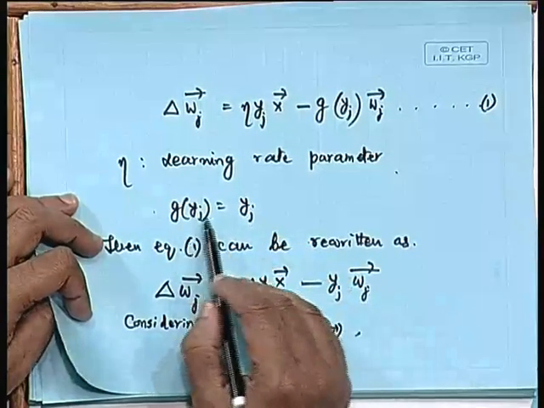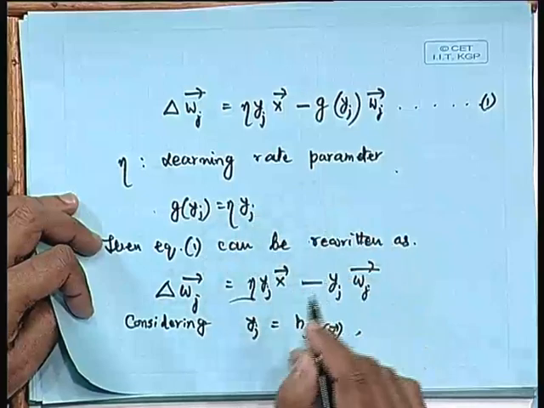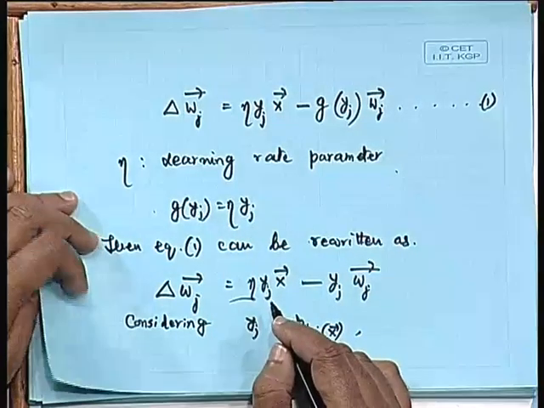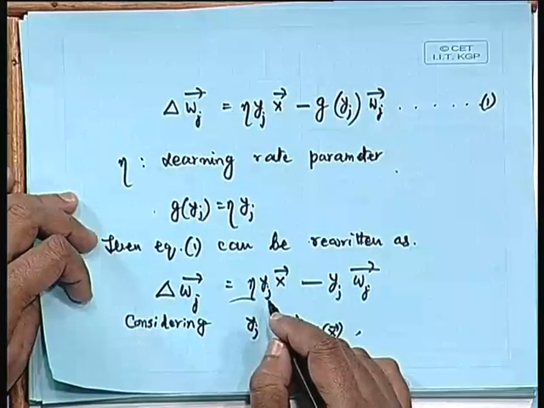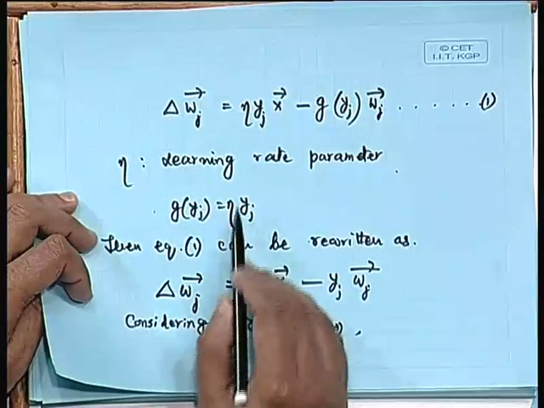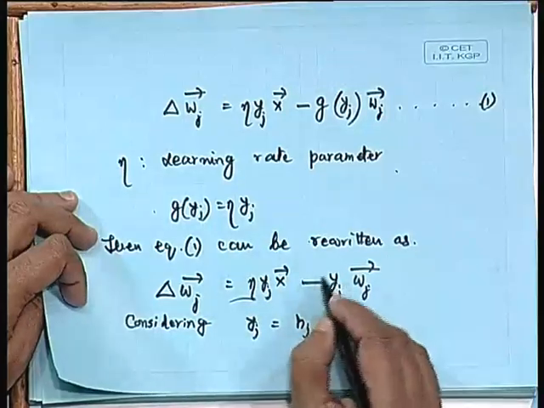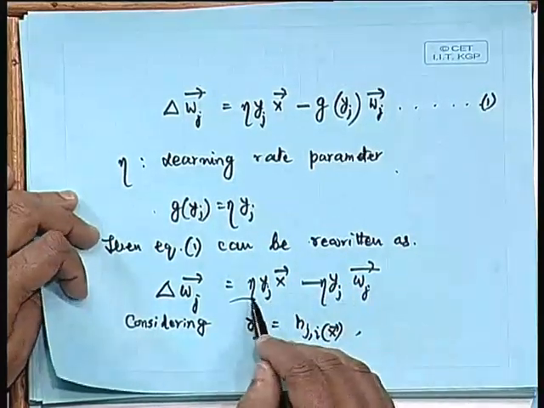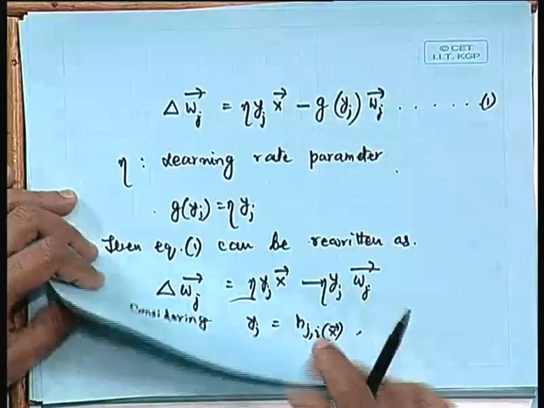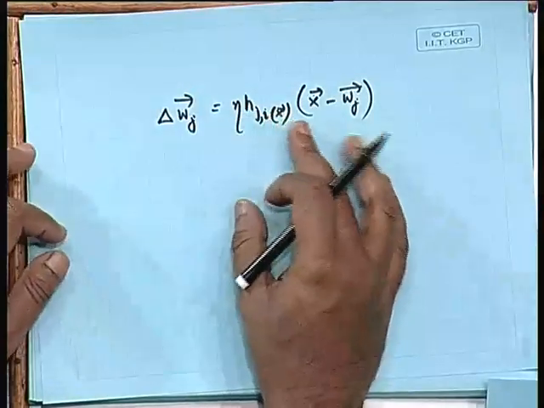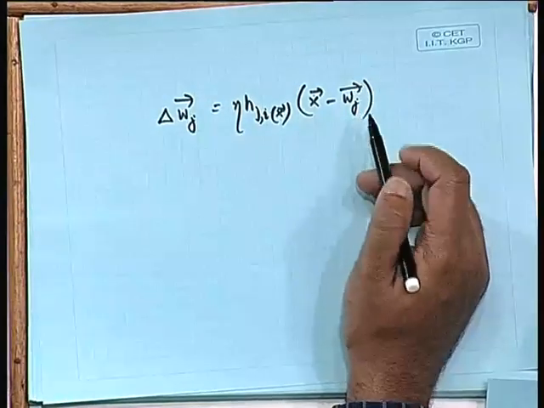We should not take this g(y_j) to be exactly equal to y_j. Let us introduce a learning rate here also. So, g(y_j) we can take to be equal to eta y_j, so that this function also does not take y_j directly, it takes it multiplied by eta. Then we have this equal to eta y_j x vector minus eta y_j w_j vector. Then we can take the eta h_j term out, and what remains is x vector minus w_j vector.